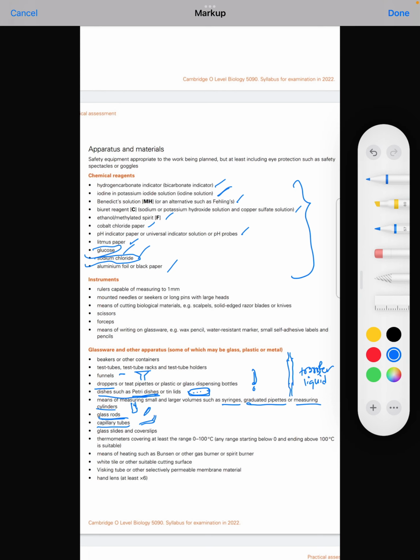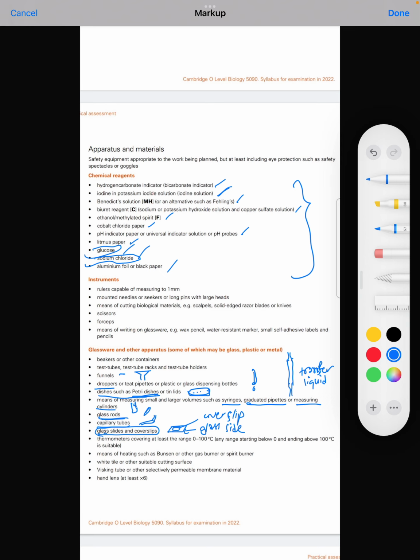Okay. Glass slides and cover slips, these are basically used for microscope slides to prepare samples for microscopic observation. So that's where we use glass slides and cover slips on top of that sample. So that is the cover slip, and that is, let's say, the glass slide.